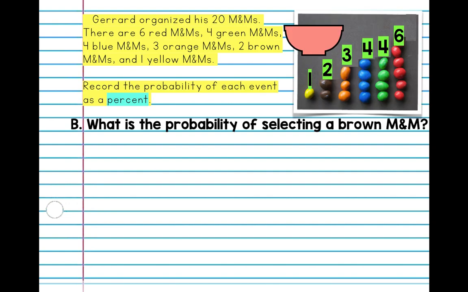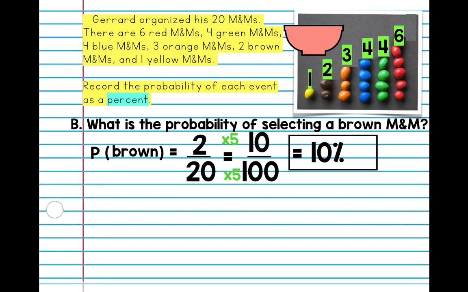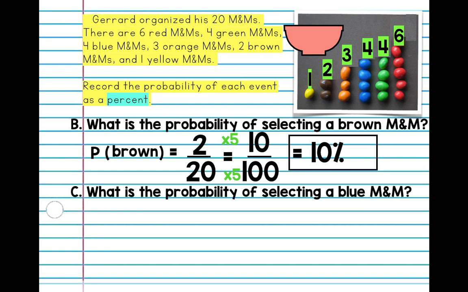What is the probability of selecting a brown M&M? So P, parentheses, brown, equals, that one's easy, 2 over 20. Then equals blank over 100, so I know it's times 5. So 2 times 5 is 10. Oh, that's really small. So I have a 10% chance of getting brown. Not very likely. Okay, so go ahead and pause the video. I want you to try letter C by yourself.